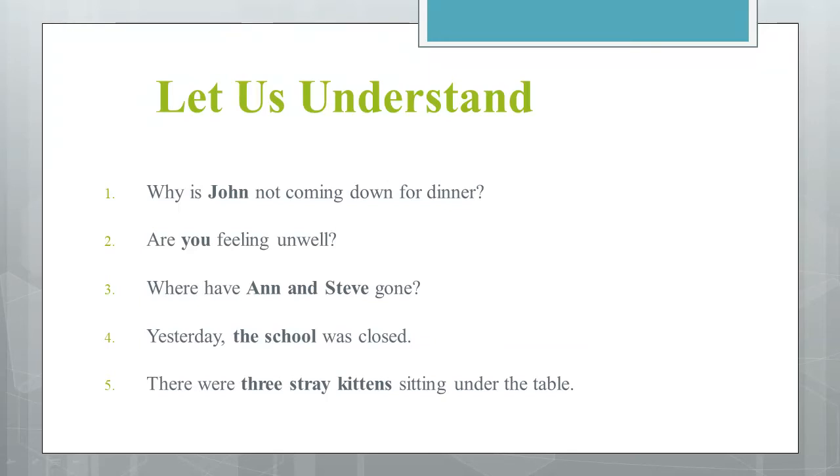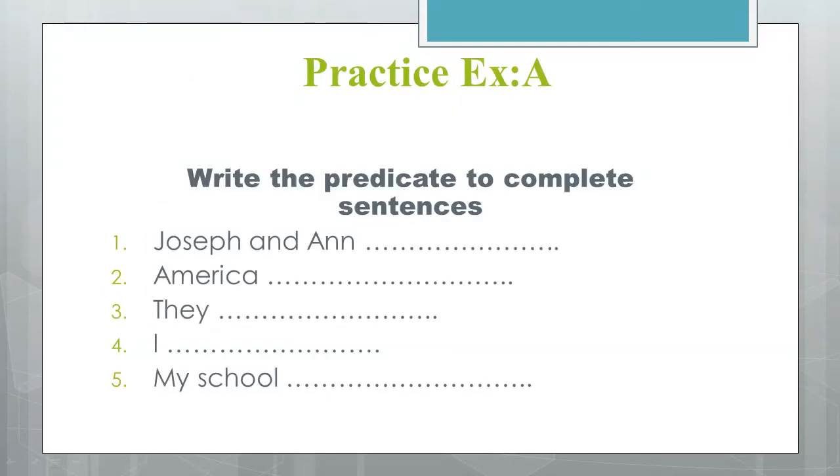There were 3 stray kittens sitting under the table. Someone was sitting under the table. Yes, there were 3 stray kittens. 3 stray kittens is subject and they were sitting under the table is predicate. Are you getting me? Did you understand the concept of subject and predicate well? Very good. Now let's practice our knowledge.